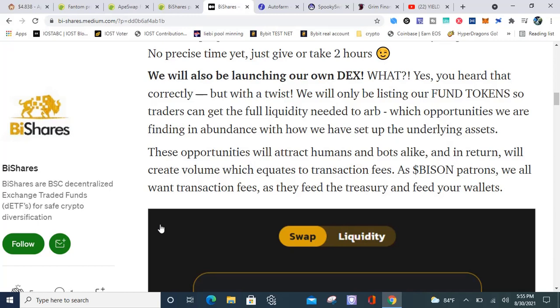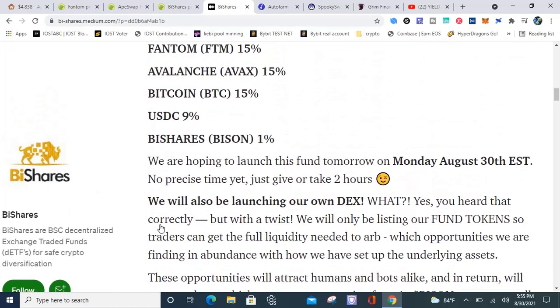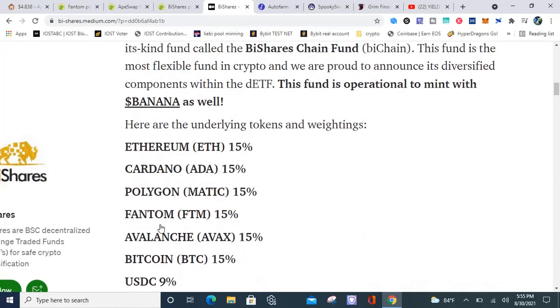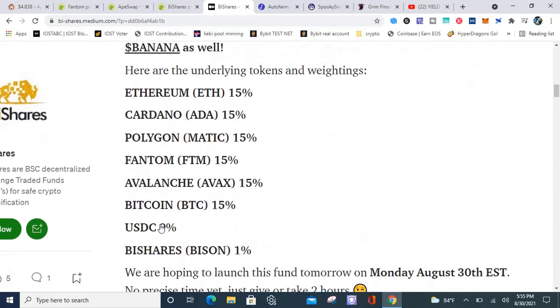Like I said, I don't know about this part of the BuyShares platform, because it might have some unintended consequences. But hey, they're rolling it out, and they're going to see what it does. And I do like this fund, though. All these cryptocurrencies right here are hot right now. They're blowing up, all of them. So we shall see how that works out.